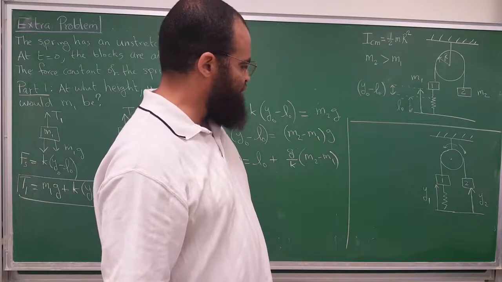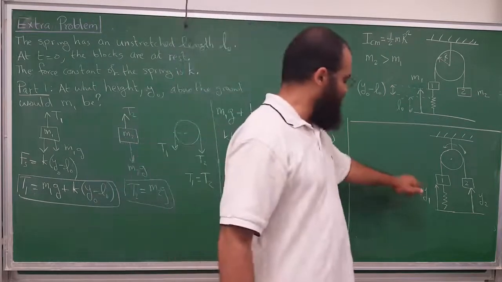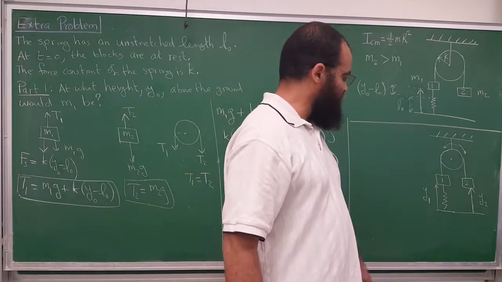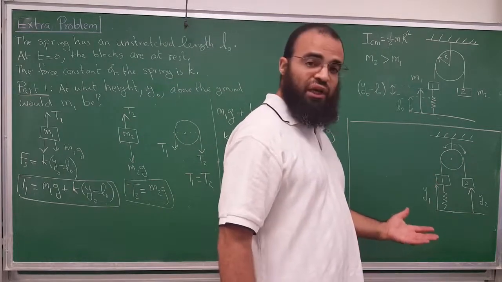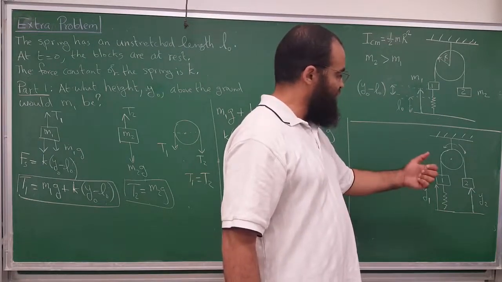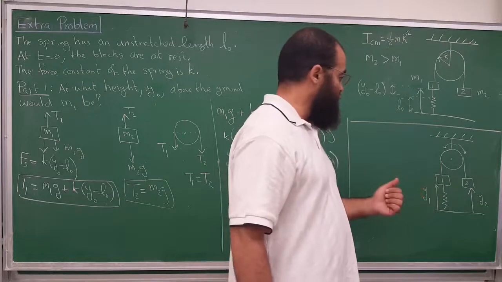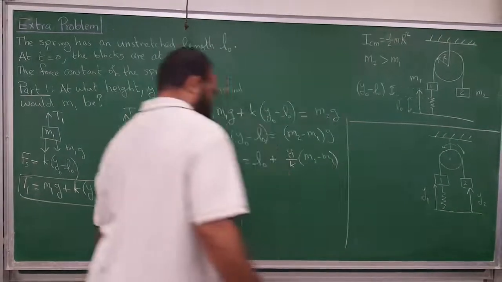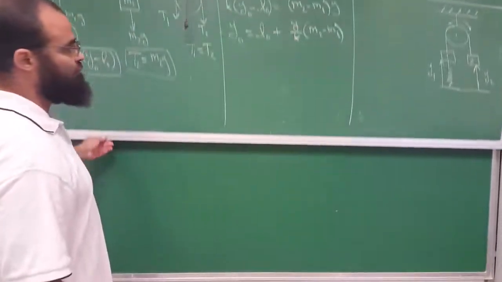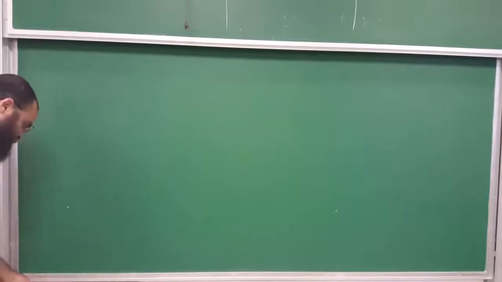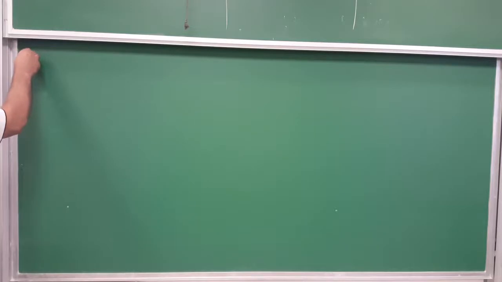Well, the kinetic energy is, M1 would have a kinetic energy of 1/2 m1 v1 squared, and M2 would have a kinetic energy of 1/2 m2 v2 squared, and the pulley would have a kinetic energy of 1/2 I omega squared. So let me write it here for part 2. Right, so you have a pulley spinning, it has kinetic energy. We're not talking about potential energies yet. So part 2.